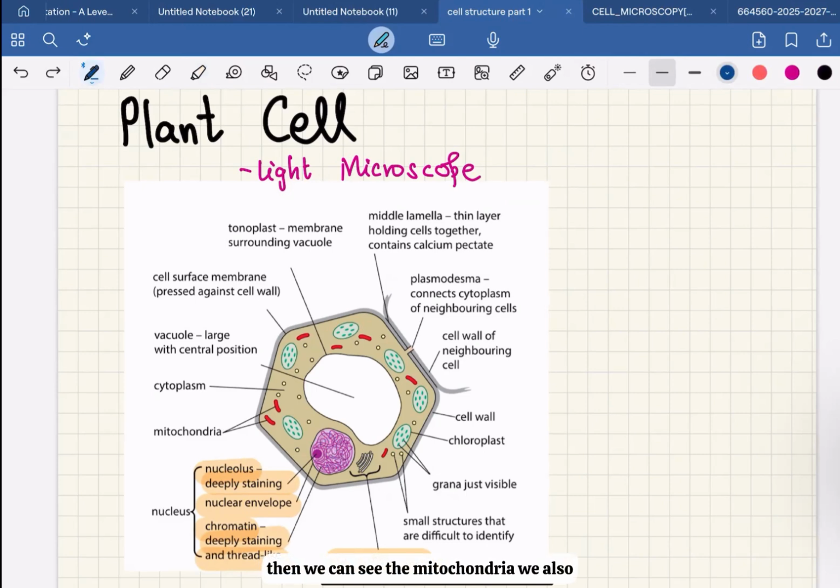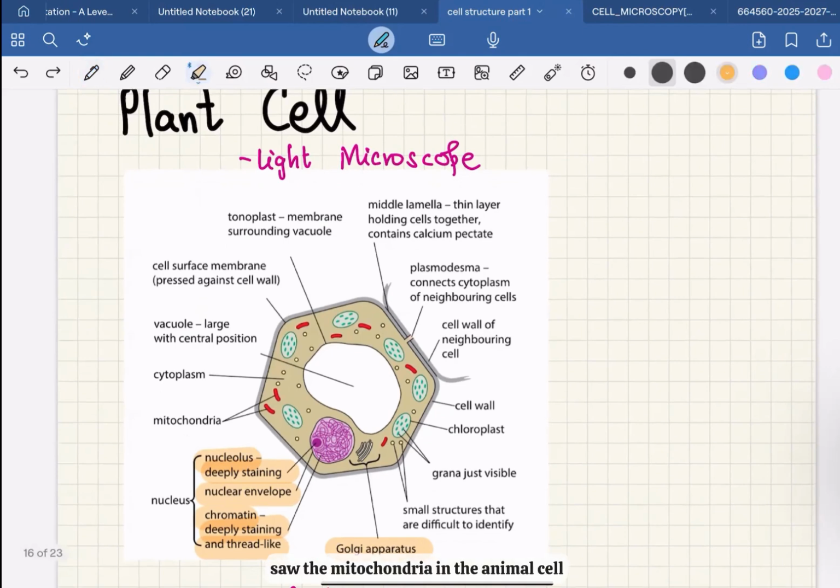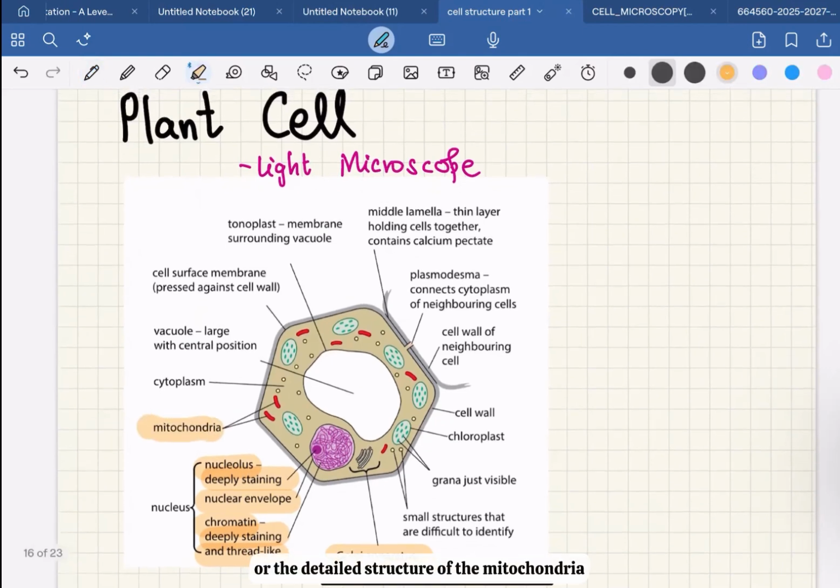Then we can see the mitochondria. We also saw the mitochondria in the animal cell, but not the ultrastructure or the detailed structure of the mitochondria. Then obviously we can see the cytoplasm, and we can see the chloroplast in the plant cell light microscope diagram as well, right? In the photomicrograph of a plant cell under the light microscope, we can see the chloroplast. And then we can see that this is the cell wall.